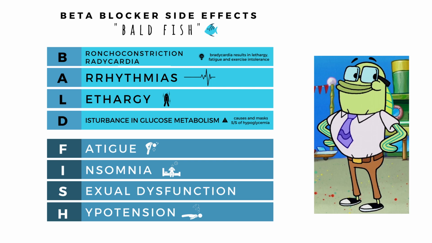If you think the side effects are too many to remember, try using this acronym, BALDFISH. If you're familiar with SpongeBob SquarePants, this is of course easier to remember. So BALDFISH. B stands for bronchoconstriction and bradycardia, A for arrhythmia, L for lethargy, D for disturbance in glucose metabolism, F for fatigue, I for insomnia, S for sexual dysfunction, and H for hypotension. All of these are side effects associated with the use of beta blockers.